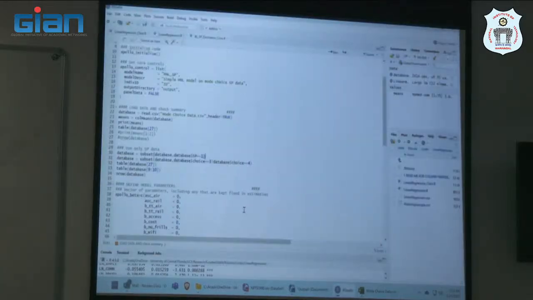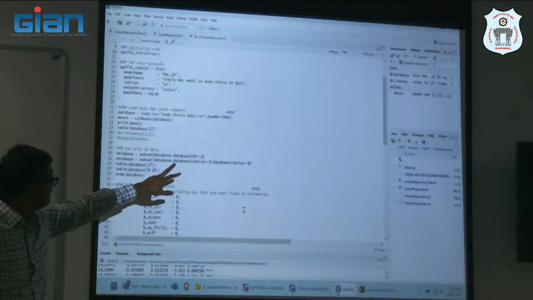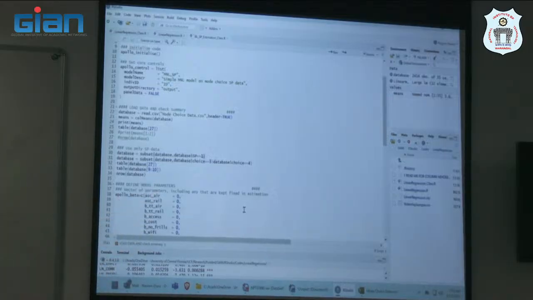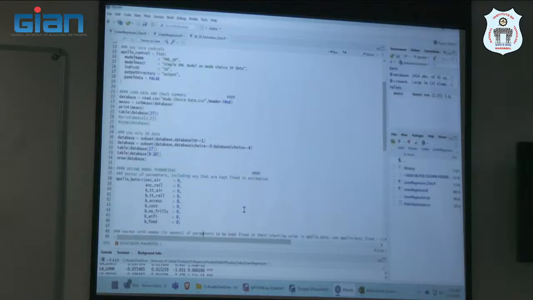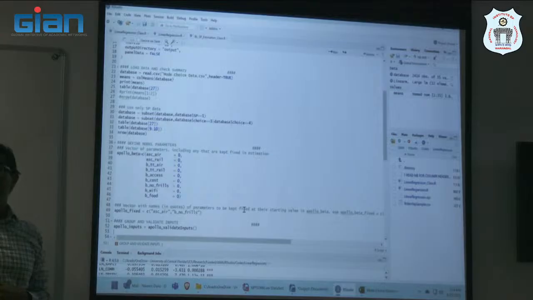So we get a data set. That is the data set on which we are running our code. So we are only taking air and rail, and then we are running our model. So we create, we won't have to change. So here, what we are doing is giving the starting values for our parameters.